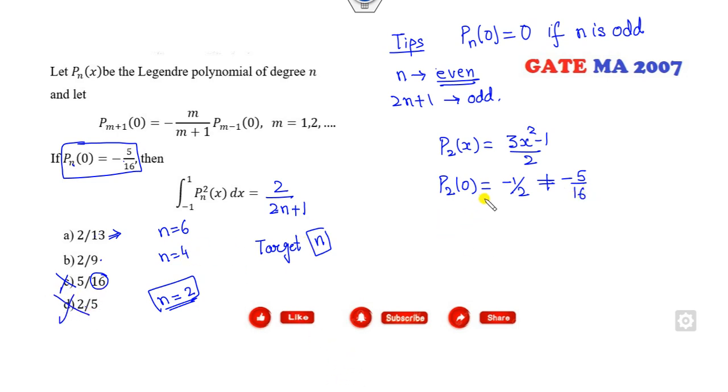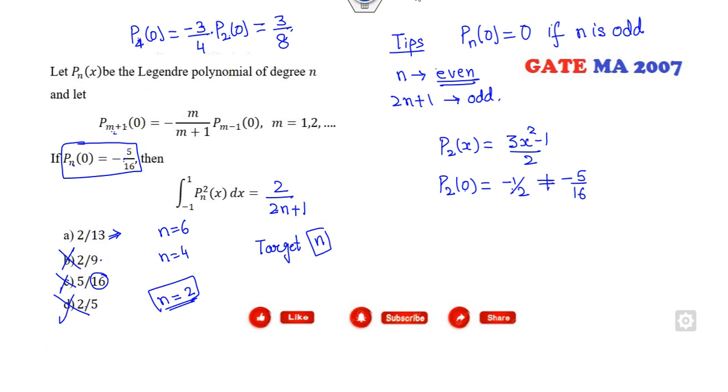What is the p4? Okay, how can you find the p4? You can see from here. If I substitute n as 3, so p4 at 0 is 3 over 4 and 3 minus 1 is 2. So what is the p of 0? It is minus half, it is 3 over 8, which is not equal to 5. So this option is also cancelled. So this is my p4.